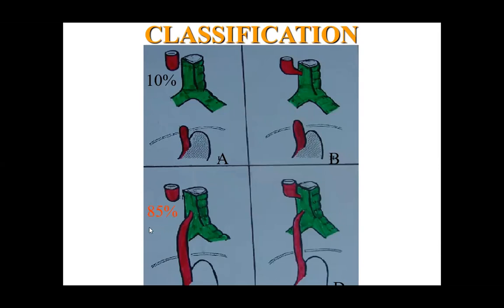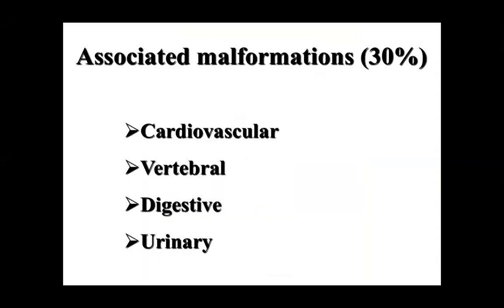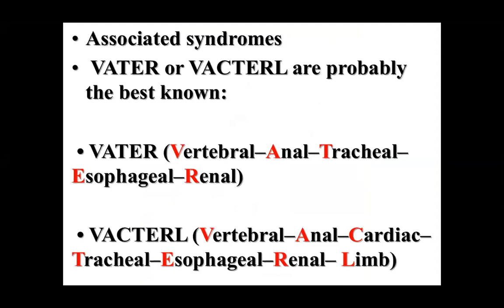In type C, which is the most frequent, approximately 85%, we have a distal tracheoesophageal fistula. In type D, we have a proximal and a distal fistula. To this classification, we can add the type E. This is the congenital fistula with no interruption of continuity of the esophagus. The associated malformations, we already treated in that chapter.